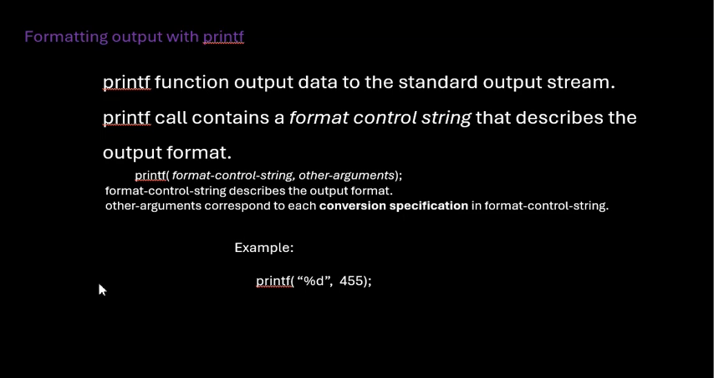Now let's pay our attention to formatting output with printf. The printf function outputs data to the standard output stream. A printf call contains a format control string that describes the output format. For example, we can use printf according to this format. Here we have printf, then brackets, then within inverted commas %d, then the value.